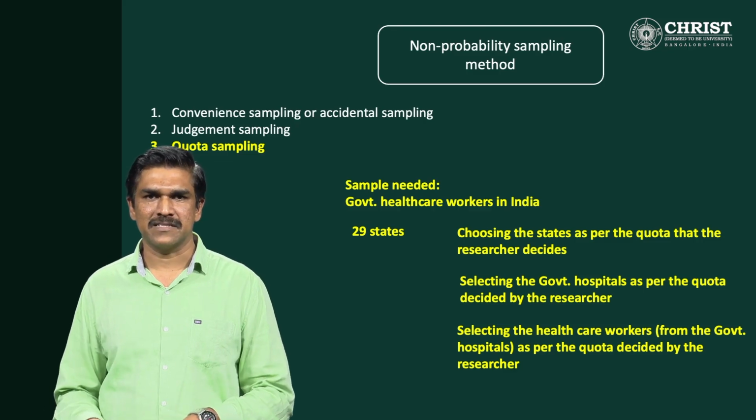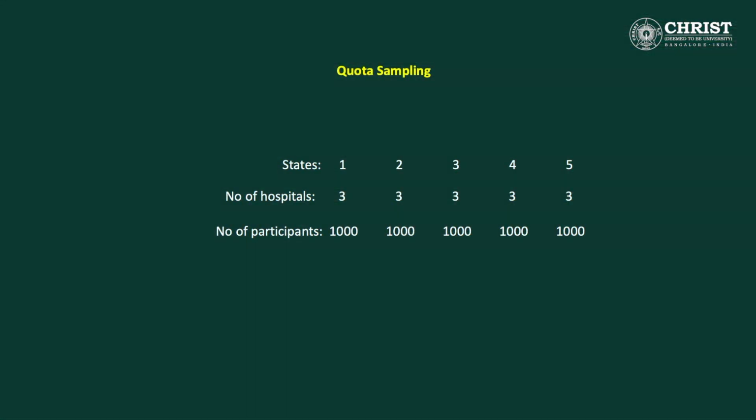Before the data collection, we will decide the quota: how many states, how many hospitals from each state, how many participants from each hospital. Finally, we will have a considerable sample with us, segmented into mutually exclusive subgroups, such as 1,000 healthcare workers from 3 government hospitals at Rajasthan, 1,000 healthcare workers from 3 government hospitals at West Bengal, and so on.